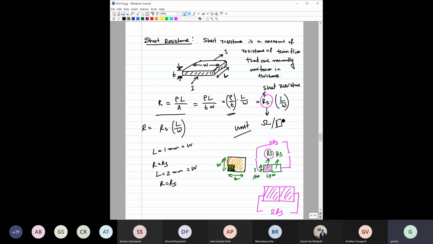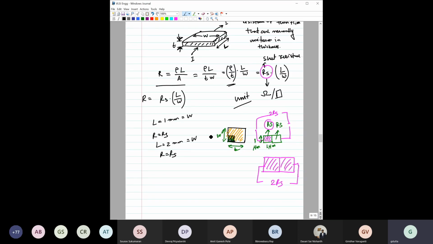So what does this square mean? The square means that if you take any length and make a square, we are considering the film thickness remains the same. Then whatever this portion, if the resistance offered by this is RS, the sheet resistance, right?